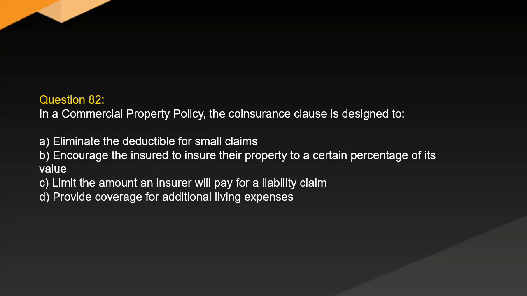Question 82. In a commercial property policy, the coinsurance clause is designed to: A. Eliminate the deductible for small claims. B. Encourage the insured to insure their property to a certain percentage of its value. C. Limit the amount an insurer will pay for a liability claim. D. Provide coverage for additional living expenses.